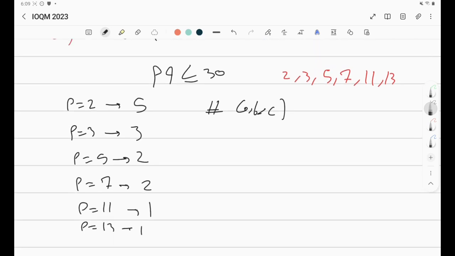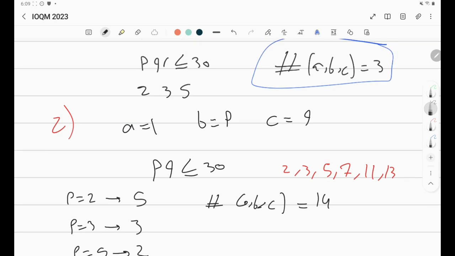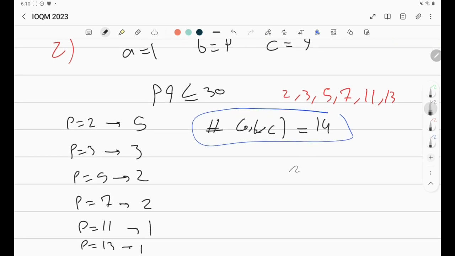1 plus 1, 2, 2, 2. So here 6, 9, 14. And don't forget to add them. So 3 plus 14, that's 17. So the final answer is just 17.